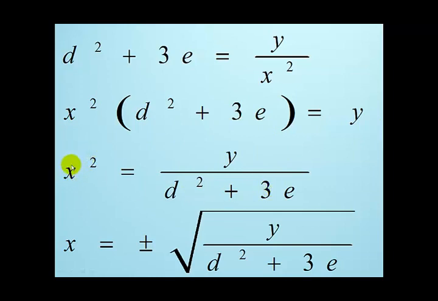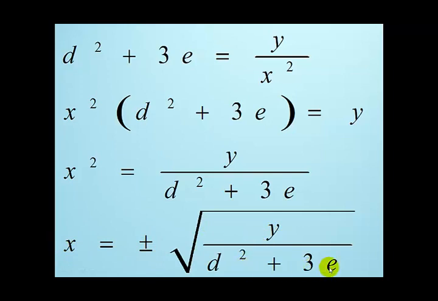So we have to take the square root of both sides. When we take the square root of x squared, we have x. And this is equal to plus or minus the square root of the right hand side. When we take the square root of anything, it is plus or minus the answer. So x is equal to plus or minus the square root of y over d squared plus 3e. Now x has been made the subject because it now stands alone. So x equals plus or minus the root of y over d squared plus 3e.